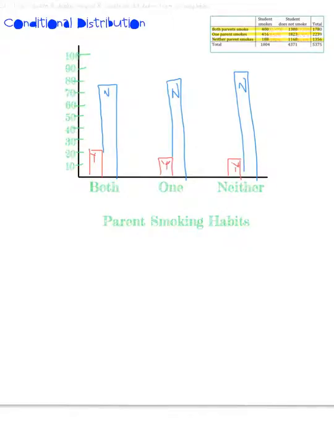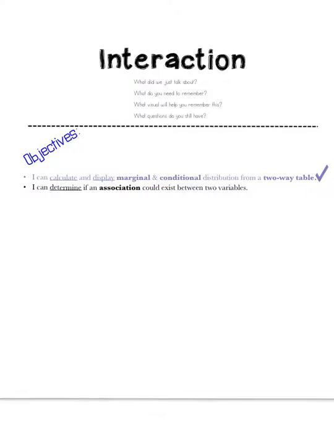There's still more people who say they don't smoke, percentage-wise, than who do, but I can definitely see kind of a reverse or an inverse trend. All right, so pause the video and you're going to have an interaction. We have calculated and displayed both marginal and conditional distribution from a two-way table.